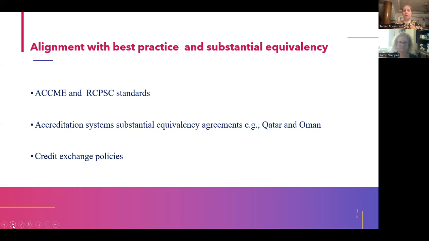An example of this is the substantial equivalency agreement signed in Qatar and Oman with the Royal College of Physicians and Surgeons of Canada and the ACCME. Credit exchange policies, again, are concerned about recognizing credits from one country for usage in the other country for renewal of licensure. Accreditation systems or credit systems can maintain a list of bodies that provide CME CPD, and they can recognize it in other countries for renewal of licensure purposes. Next, please.